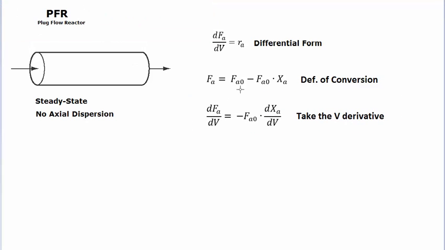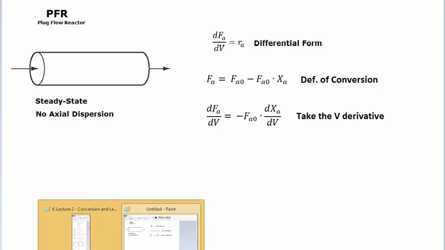So if we take the derivative of this with respect to V, it's going to be the same thing as last time. This is constant, so it's going to cancel out. Over here, we're going to be able to pull that F sub A naught out, and the conversion this time is going to vary with the volume of the PFR that you have.